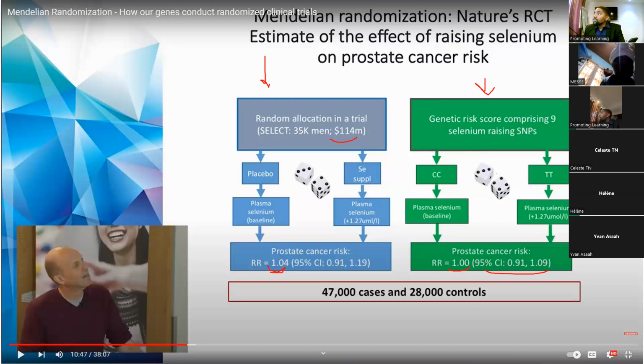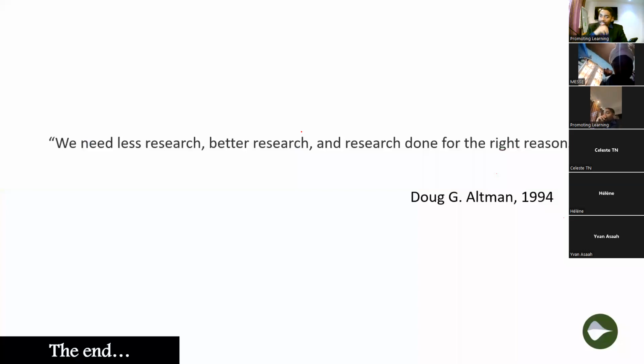But yeah, that is the power of Mendelian randomization studies, and it brings us to the end of our presentation. So thank you for following to the end. And yeah, if you have any questions, you can ask now, please.